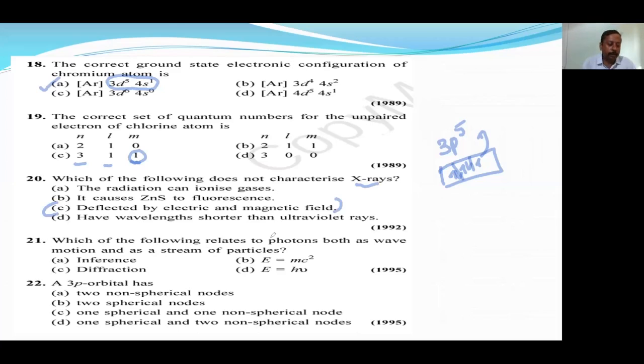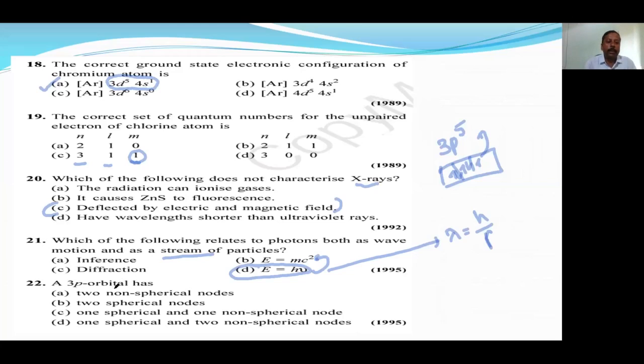Understood? Next. Which one of the following relates to photon which has both wave motion and stream of particles? That is the de Broglie wavelength. So it relates both: wave motion and particle motion. E is equal to h nu. Here we will combine it with mc square. So the answer will be E is equal to h nu, but the most appropriate will be lambda is equal to h upon p.